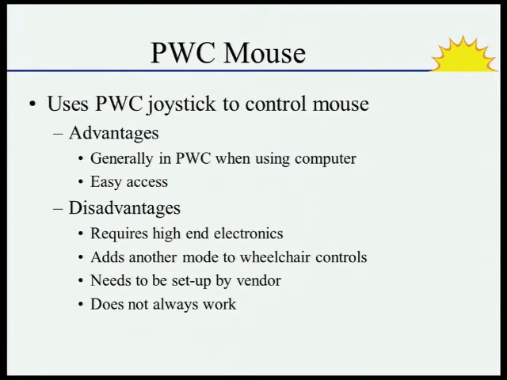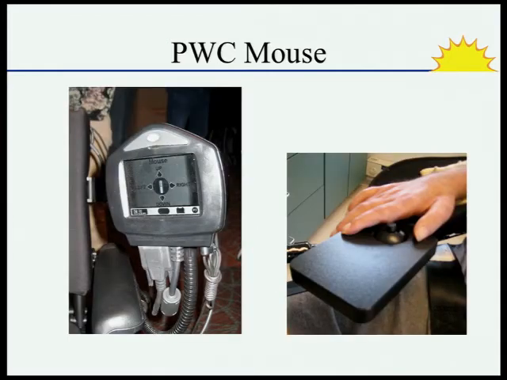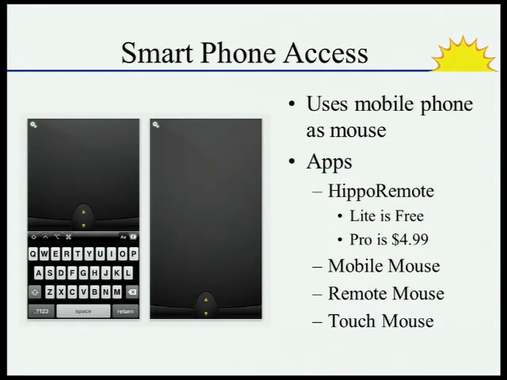You can use your power wheelchair to access the computer. This is a little difficult. It needs to be set up by the vendor, but it is doable. That's the advantage, is that the person's usually in the wheelchair when they use it. The disadvantage, you actually have to choose that mode then to go in. And this is what it looks like.